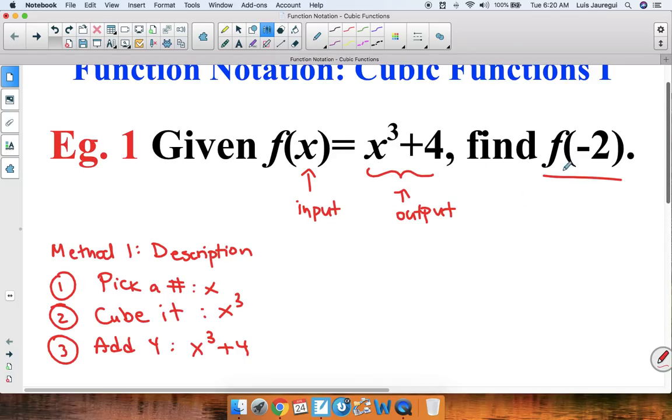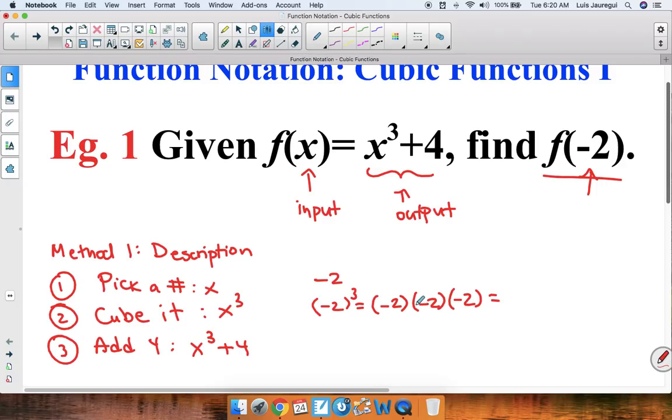Now in this case, the number we're going to choose to start off with is negative 2. So pick a number. Well, we're going to say it's negative 2. Then we cube it. So we take negative 2, put it in parentheses, and cube it. Now, cubing means that we're going to rewrite this as a repeated product as follows. Negative 2 times negative 2 times negative 2.